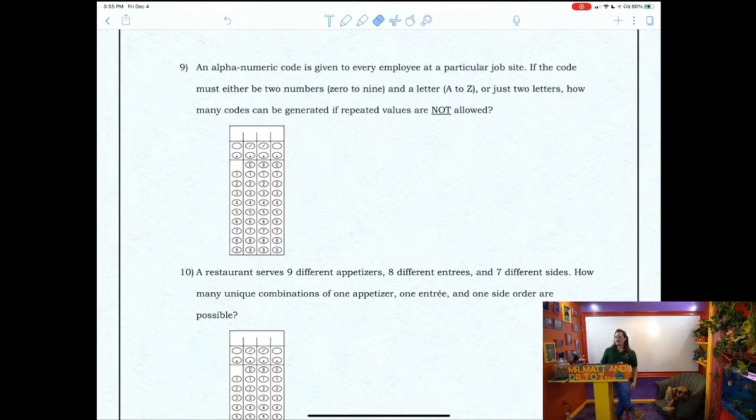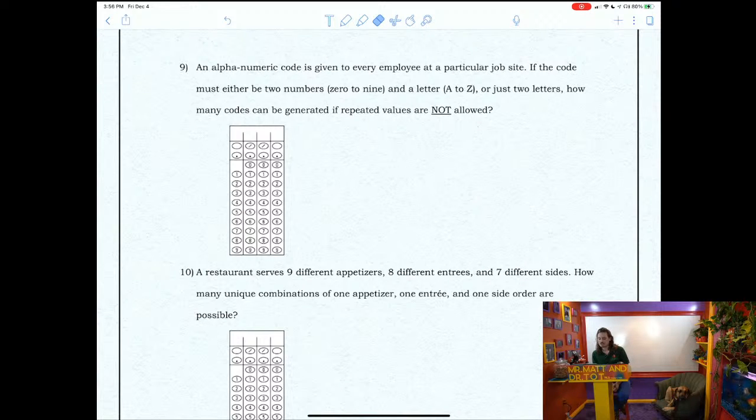Otherwise, let's look at number 9 and 10. So 9 asks, an alphanumeric code is given to every employee at a particular job site. If the code must either be 2 numbers, 0 to 9, and a letter, A through Z, or just 2 letters, how many codes can be generated if repeated values are not allowed? So now I'm not allowing you to use repeated values, or this place is not allowing you to use repeated values. So take 6 minutes and attempt it, let me read 10.